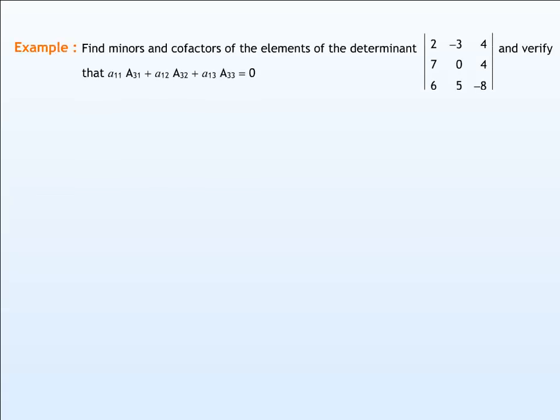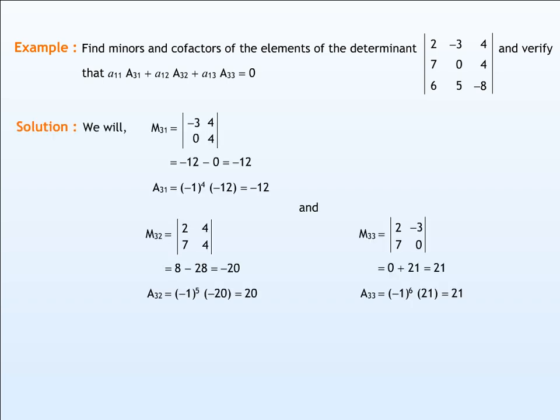Find the minors and cofactors of the elements of the given determinant and verify that the sum of products of elements of row 1 with cofactors of row 3 is 0. We will find the minors and cofactors of each element starting from row 1.